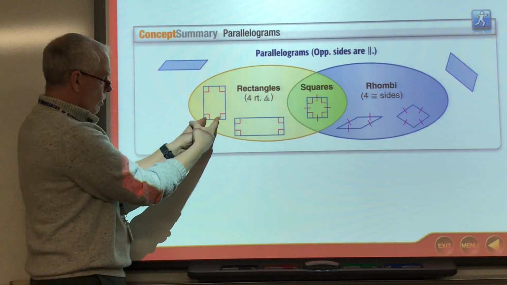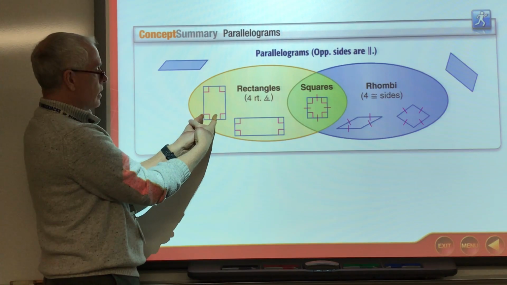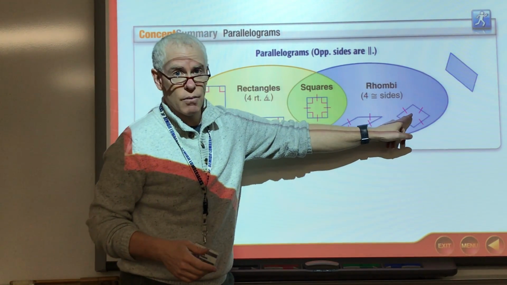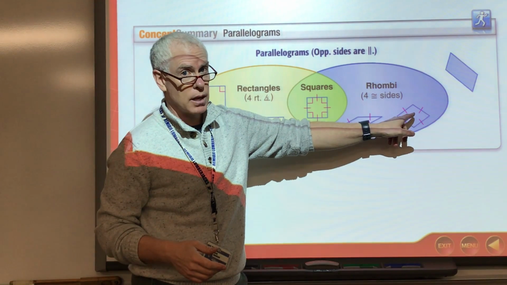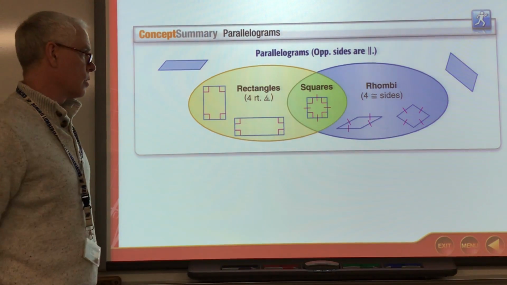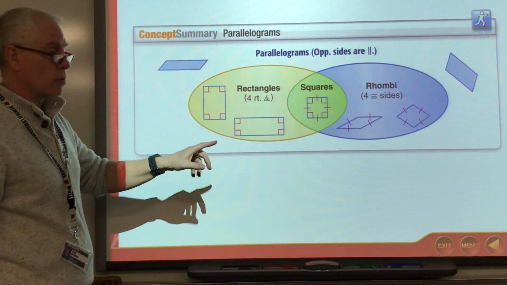Okay? These are rectangles that aren't rhombi. So they've got right angles, but they don't have congruent sides. These are rhombi that aren't rectangles. All the sides are congruent, but the angles aren't right angles. And of course, the square satisfies both. Okay? All the sides are congruent, and all of the angles are right angles.